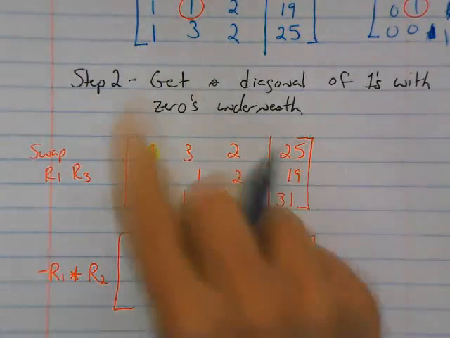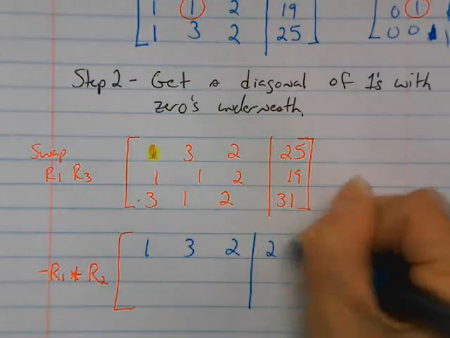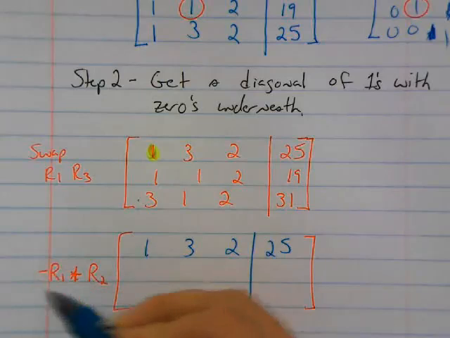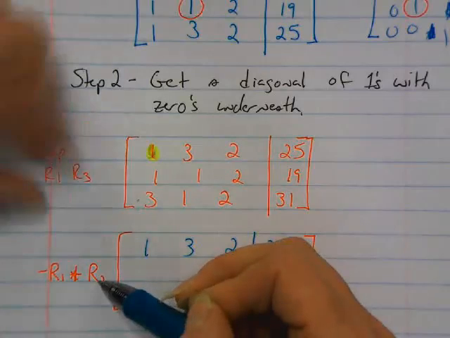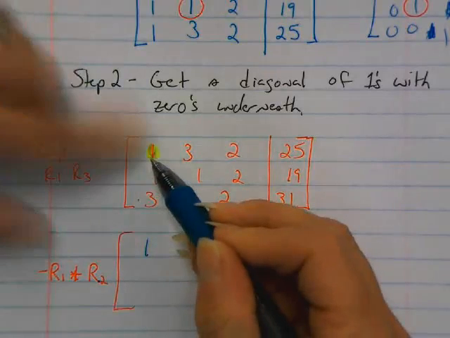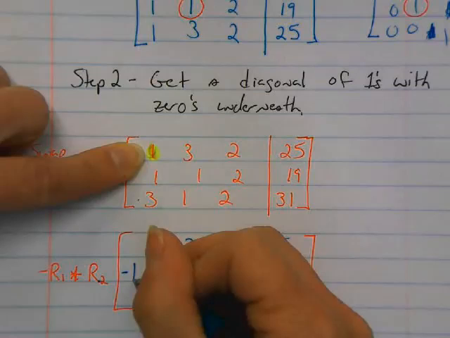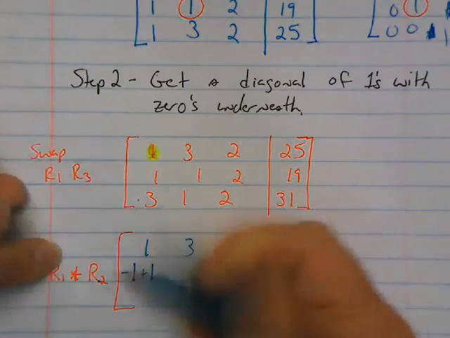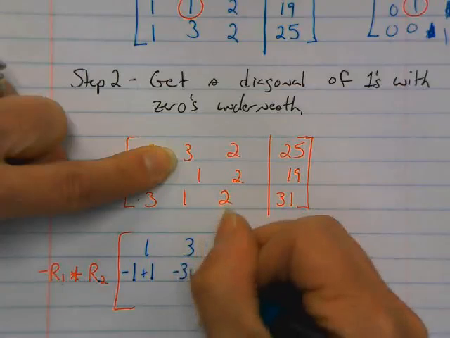Alright, so I'm going to leave row 1 alone. 1, 3, 2, 25. He's going to stay. Now it says to take the negative 1 times row 1 and add it to row 2. Alright, so I'm going to take the negative 1 times 1 is negative 1 plus row 2, plus 1. Alright, let's do it again. Negative 1 of row 1, so negative 3 plus 1.